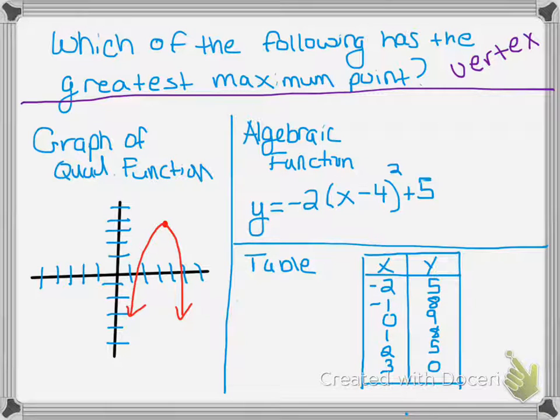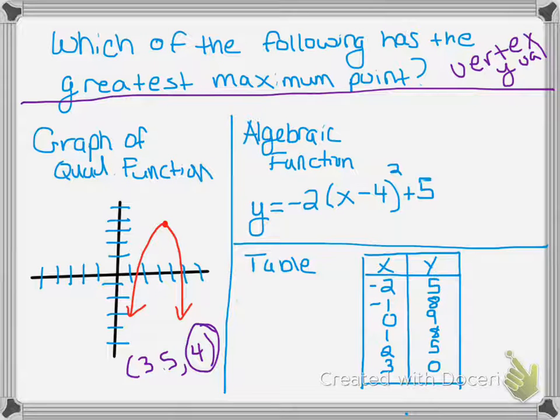So let's look at the graph of the quadratic function. It should be very easy for you to find the vertex of this one. The vertex is over 1, 2, 3, 3.5. So 3.5, and then it's up 1, 2, 3, 4, maybe 3.5, but we'll say 4. Okay, so here, when we're talking about the greatest maximum point, we're talking about the highest, so that's the y value of the vertex. So our y value of the vertex is 4.